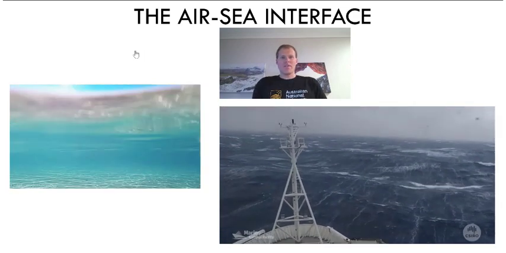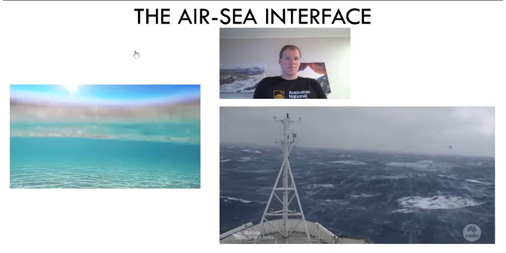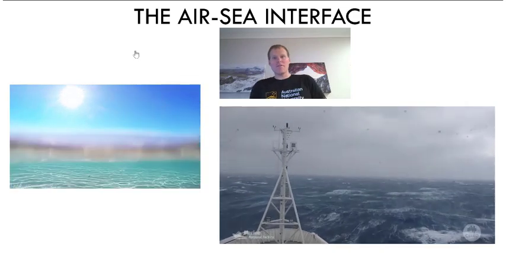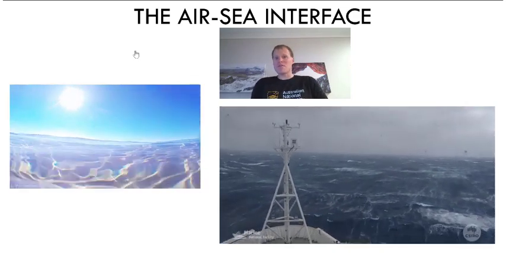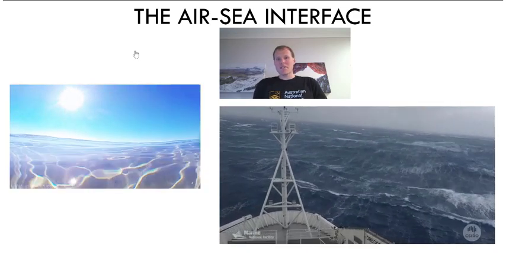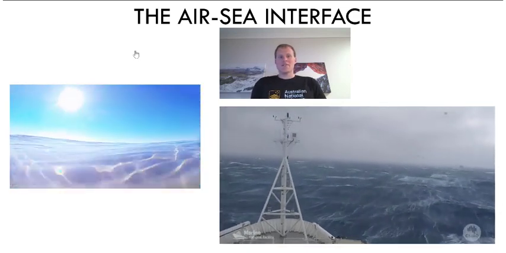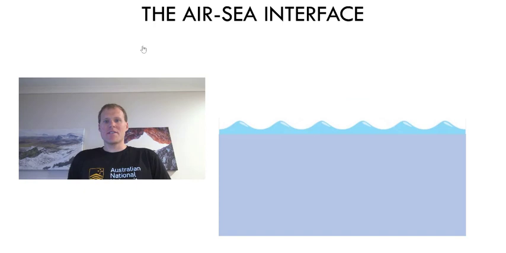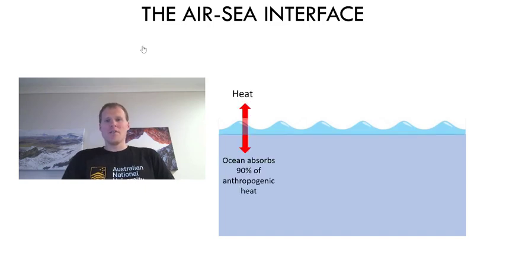Now, of course, the nature of the sea surface, whether it's this smooth, flat surface or this very rough surface, influences the air-sea fluxes that occur at this interface. So let's imagine a very simple schematic of the ocean surface and think about the fluxes that occur across this surface. So the first main one we have is, of course, heat.